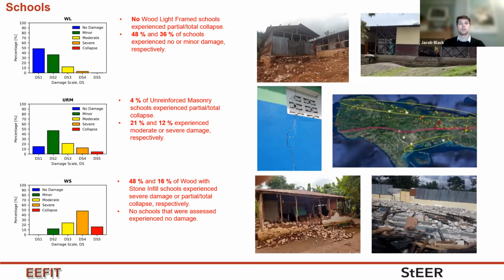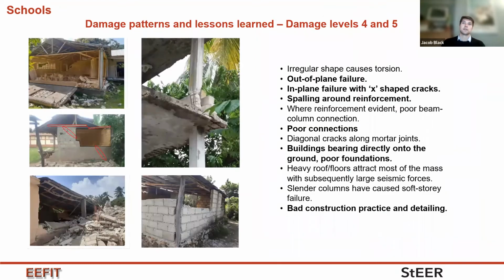Schools constructed out of wood with stone infill performed the poorest, with 48 and 16% of schools experiencing severe damage or collapse respectively. Typically, these had little or no connection between the wood columns and the stone infill, thus the stones fell out. The wooden posts were also locally sourced, not straight, so without any lateral support, it tended to collapse, as seen in the bottom right image. So on the next slide, damage patterns and lessons learned.